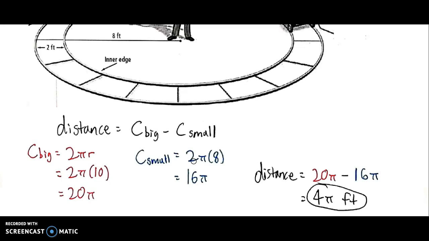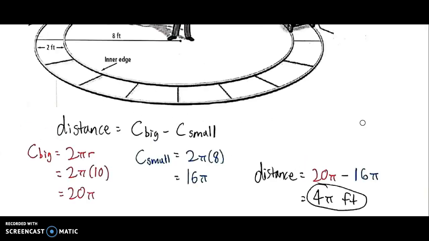And again, same formula. Circumference is 2 pi times the radius. And now that I know that the small circumference is 16 pi, to find the distance that I travel on the outside compared to the inside track, I take 20 pi minus 16 pi. I can just subtract the coefficients and leave my answer in terms of pi. That would just be 4 pi. And that's all given in feet. So again, just looking for the difference in those two circumferences. And all we got to do is substitute in the radius that we find.